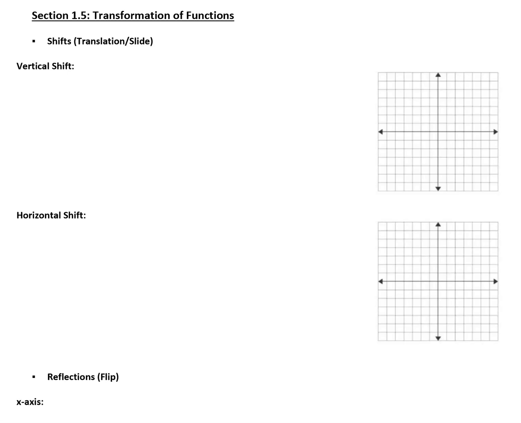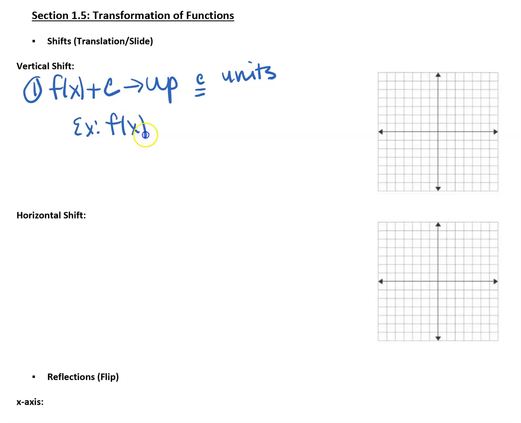Let's number it. Number one, if we have our function and we add some c to the outside of the entire function, adding that value on the outside is going to move your graph up c units, whatever that may be. So let's do an example so you can see what's going on with the equation, but also with the picture. Say my function was the parent function x squared, and I just added a plus 3 on the end of that parent function.